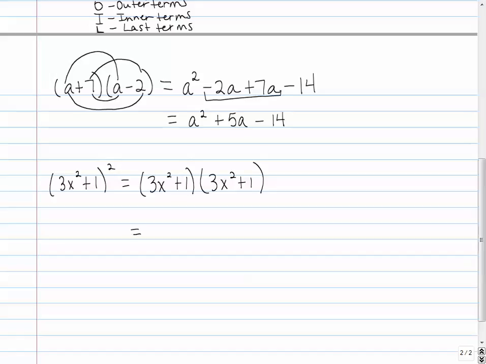You don't just square the first term and square the last term. That's not right. You have to write it down twice and then FOIL it out. So we'll do first times first. 3x squared times 3x squared is 9x to the 4th. Just multiply 3 times 3, and when you multiply the x's together, you add their exponents.